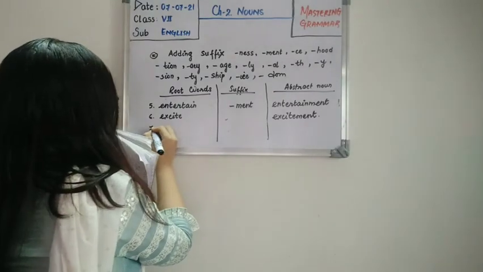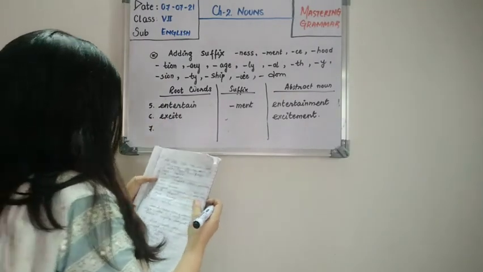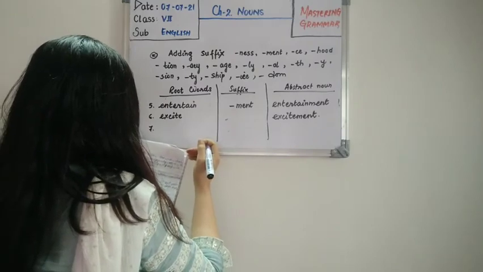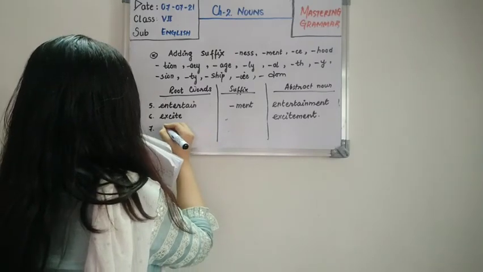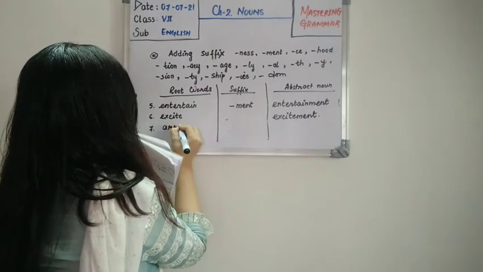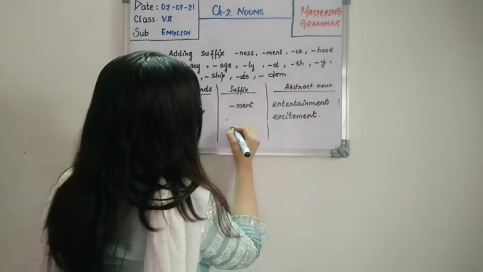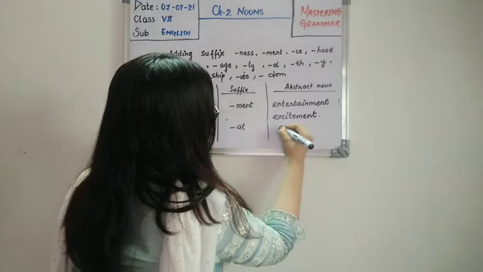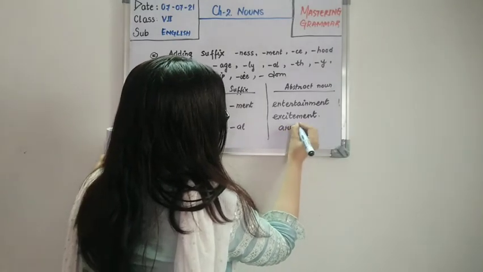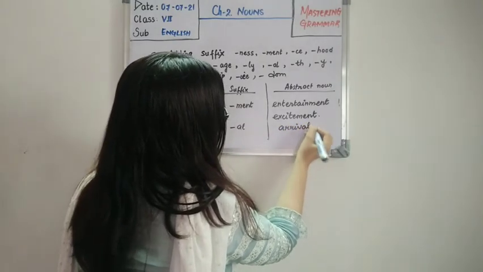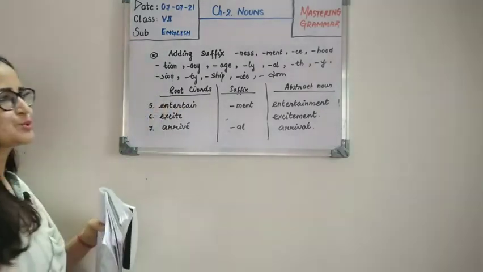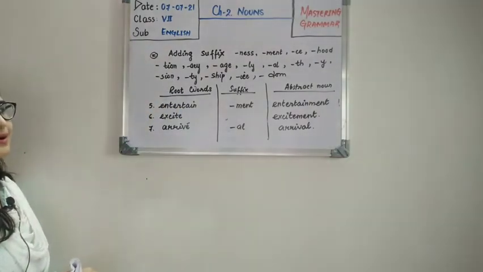Now the 7th word is arrive. Arrive is a verb, children. What do we do? We remove the E and we add AL to it. Arrival. Arrival becomes an abstract noun then.